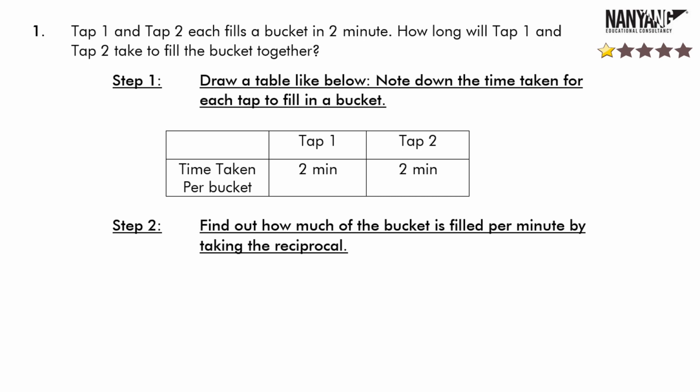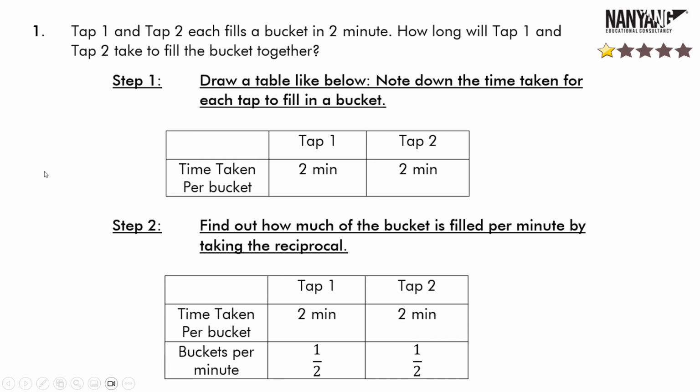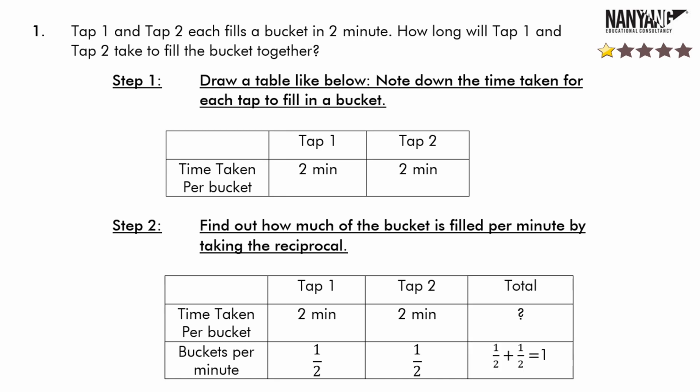Next, we find out how much of the bucket is filled per minute. So since we have this table already, let's actually take the reciprocal to find how many buckets are filled per minute. So the reciprocal is 1 divided by whatever is written over here on the taps. So we get that half of a bucket is filled per minute. Now let's find the total. We take half plus half equals to 1. So if they work together, 1 bucket will be filled per minute.